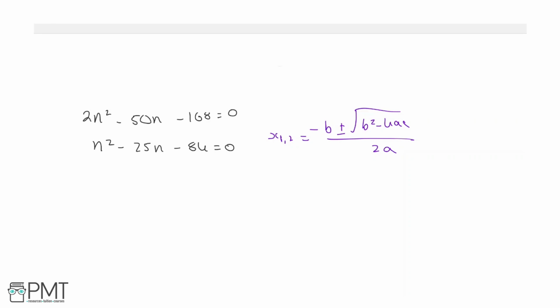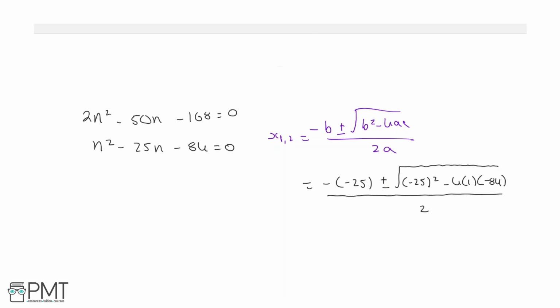Plugging this in, we get minus minus 25 plus or minus the square root of minus 25 squared minus 4 times 1 times minus 84, all over 2 times 1, which is just 2. This gives you that n either equals minus 3 or n equals 28. Now, n is the number of sweets. We can't have negative sweets, so we have to state here that n has to be greater than 0, and in turn, n equals 28.